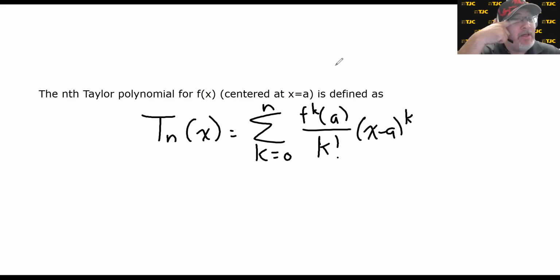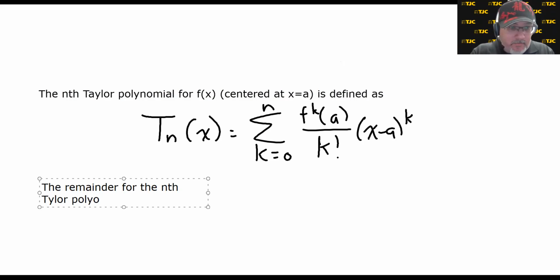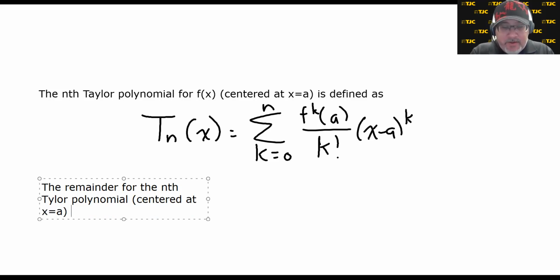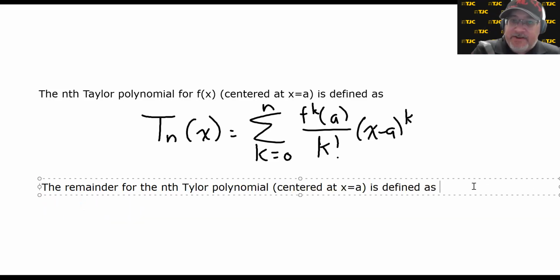Take the polynomial out to the nth power, and the remainder for the nth Taylor polynomial, and again, we're still centered at x equals a, is defined as, basically, the rest of it.